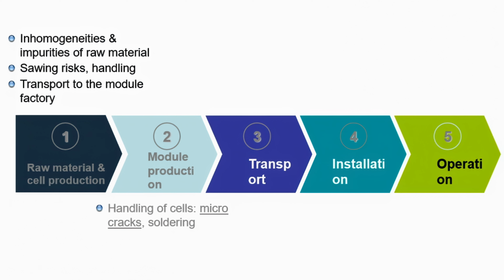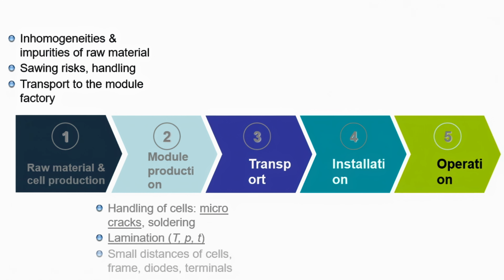Then you may have problems a step further at the handling of the cells: microcracks that occur during handling or soldering, and then at the lamination. So various issues, for example, the temperature cannot be right, or the temperature distribution within the laminator could be too high. The pressure of the lamination could be different than required. Also, the duration of the lamination could be wrong. Also, distances that are too small, for example between cells, which reduce the maximum system voltage, or the distance from the cell to the frame, or the diodes, or the terminals.